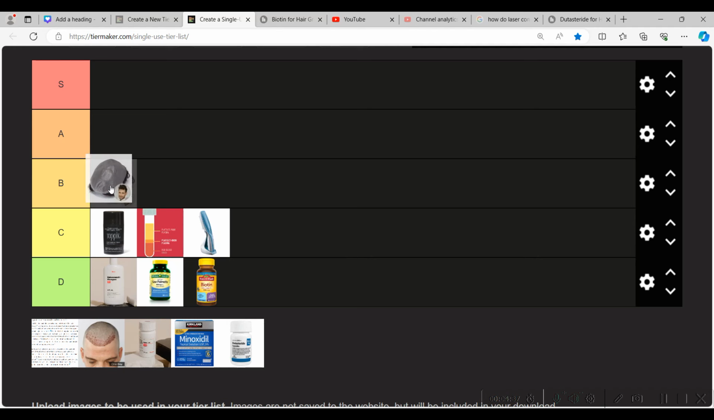Now we're at B tier. Next for B tier is going to be hair systems. Hair systems look a lot more realistic nowadays than they did in the past. Gone are the days of the really bad hair systems that were really easy to tell. I've seen some YouTube videos where they look really good and you wouldn't be able to tell, especially in the hairline. If you want a solution that gives you that immediate look of a full head of hair, hair systems are really the best option.